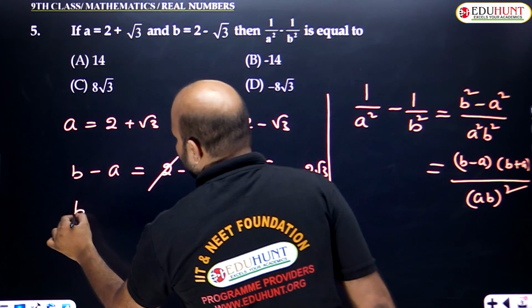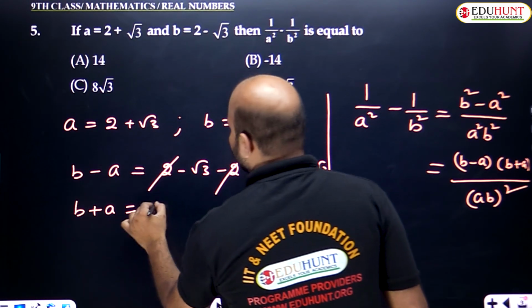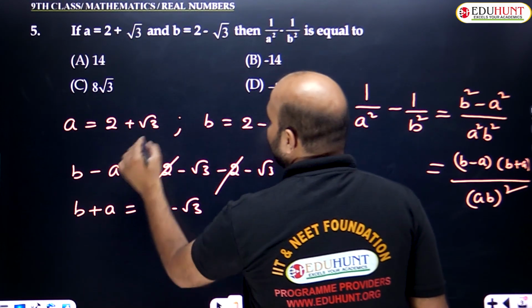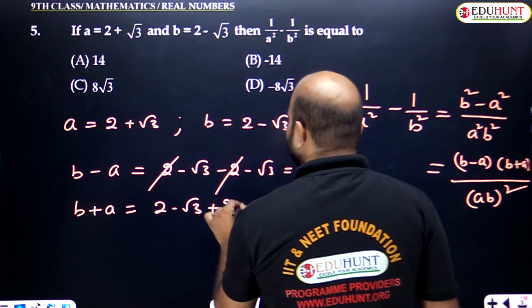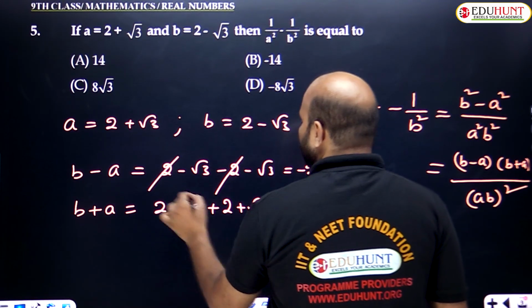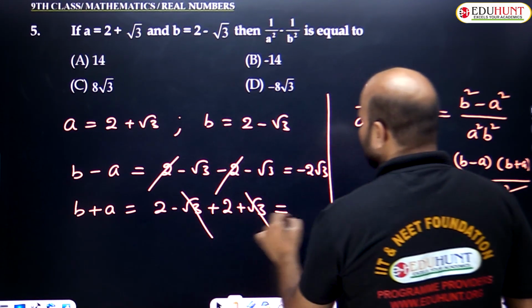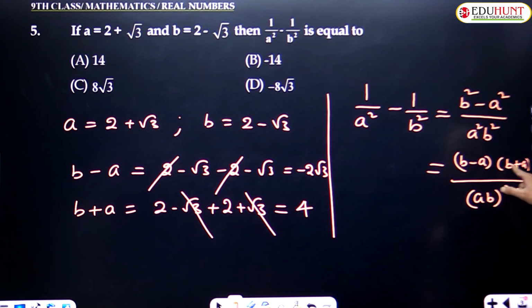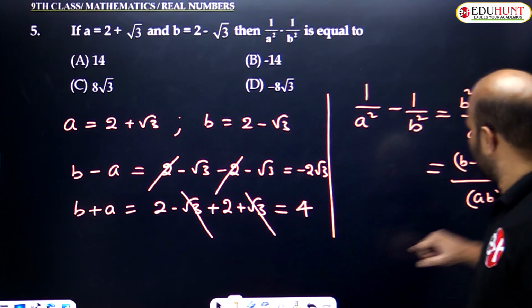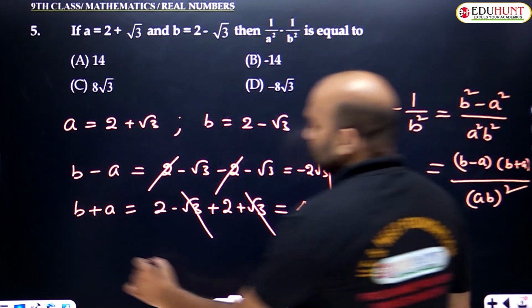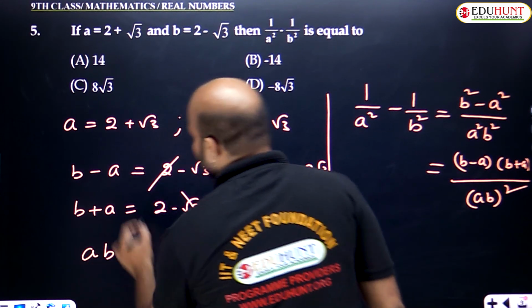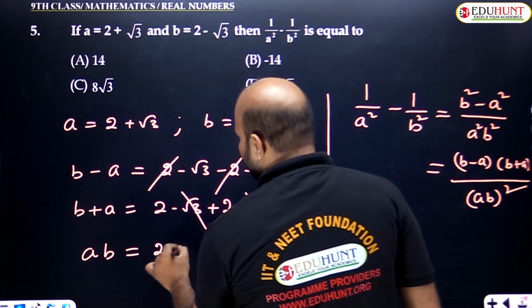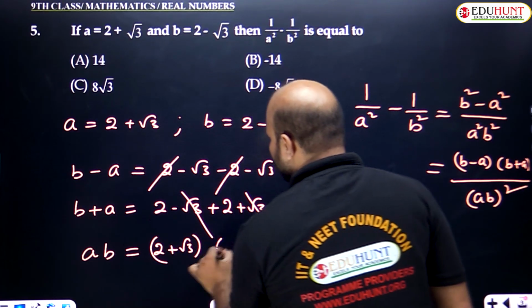Again b plus a, what is the b plus a value? What is the b value? 2 minus root 3, plus the a value, positive 2 plus root 3. So here minus root 3 plus root 3 cancel, 2 plus 2 is 4. So the b minus a term and b plus a term are already found out. So what is the next one? The ab value. What is the ab value here? 2 plus root 3 into 2 minus root 3.